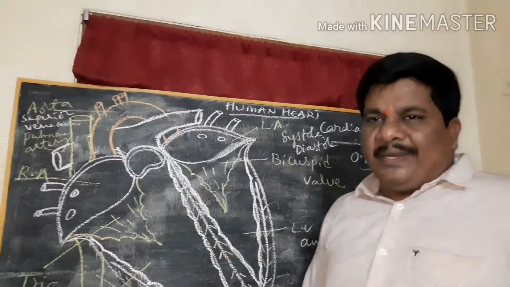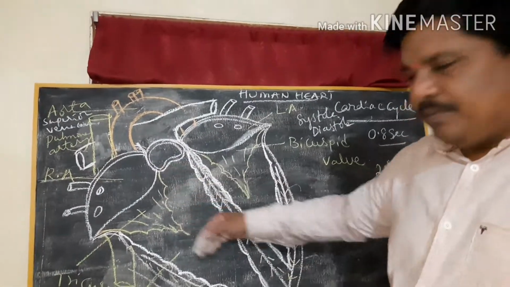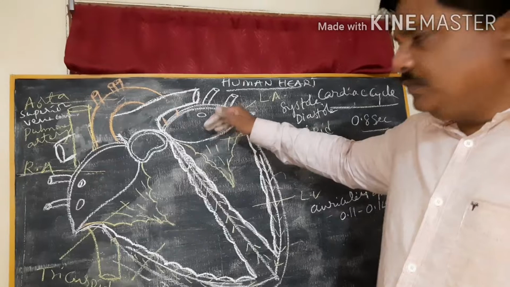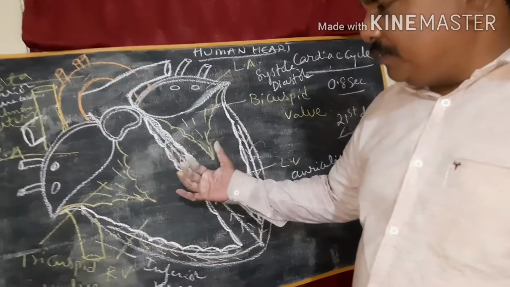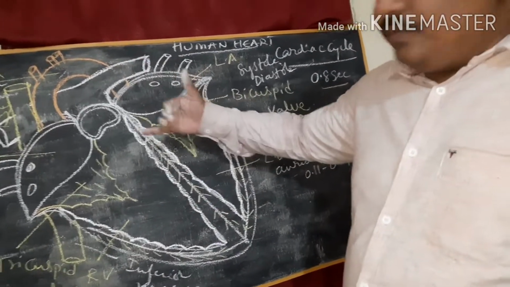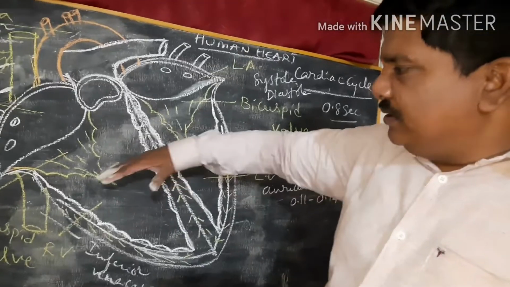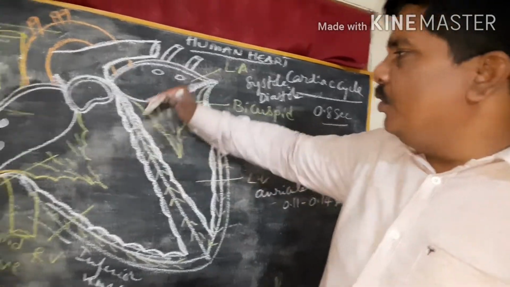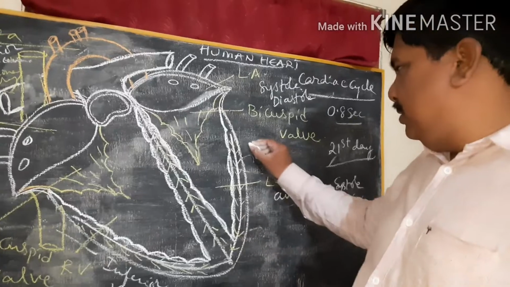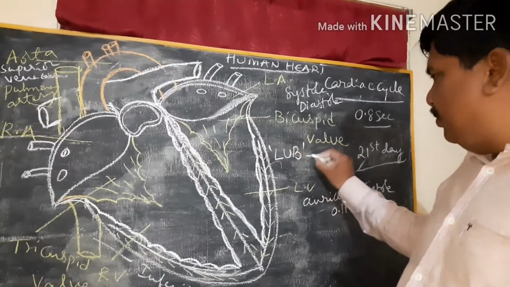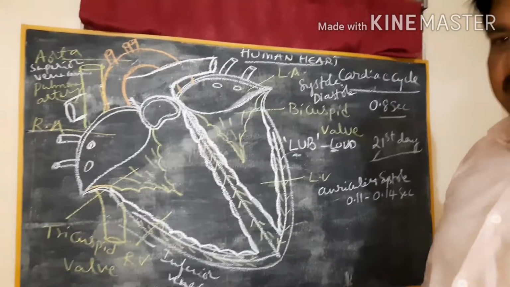Now, when the auricles contract, from the right auricle the deoxygenated blood enters the right ventricle through the tricuspid valve. From the left auricle, the oxygenated blood enters the left ventricle through the bicuspid valve. These valves allow the blood from auricles to ventricles and prevent backflow. Whenever the blood enters the ventricles, the tricuspid and bicuspid valves close the way. At that time they give a loud sound, lub. We listen to the lub sound.